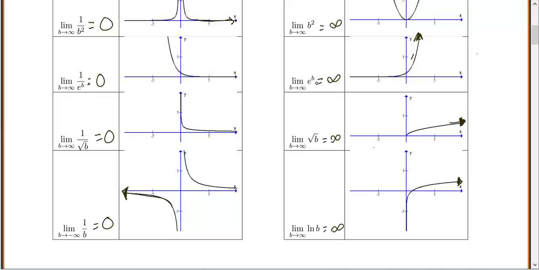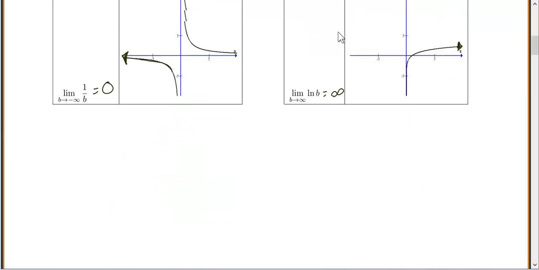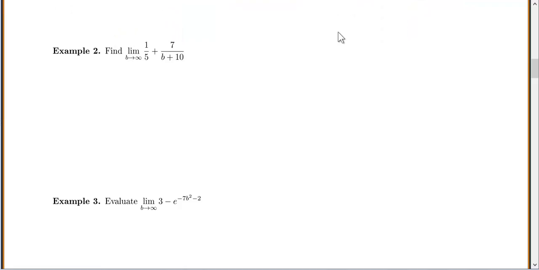If you're not dividing by infinity, almost anything else you're going to come across in this class, the limit will be infinity. So with that in mind, let's actually find some of these limits. This is what will be most pertinent to what you're doing today. So let's find the limit as b goes towards infinity of 1 over 5 plus 7 over b plus 10.